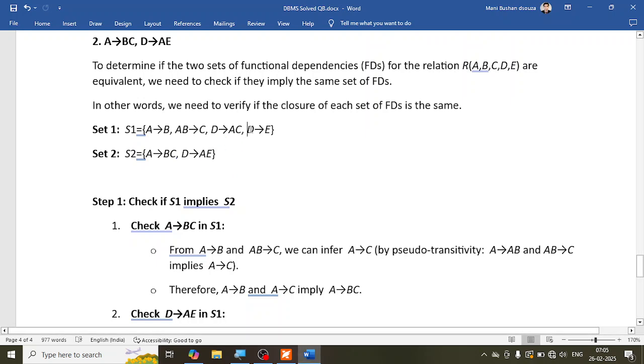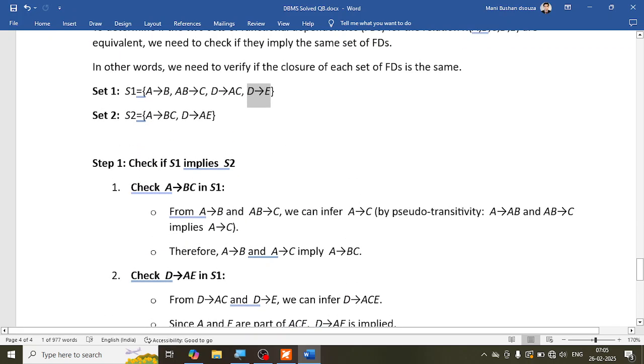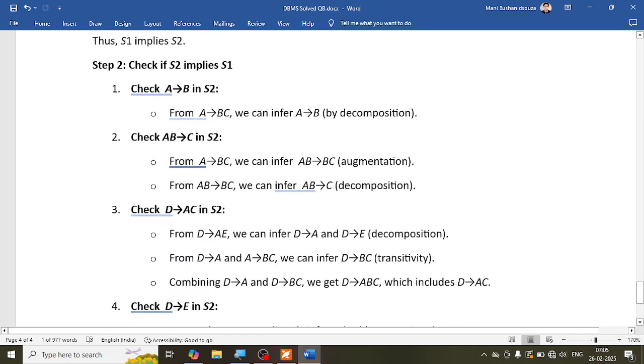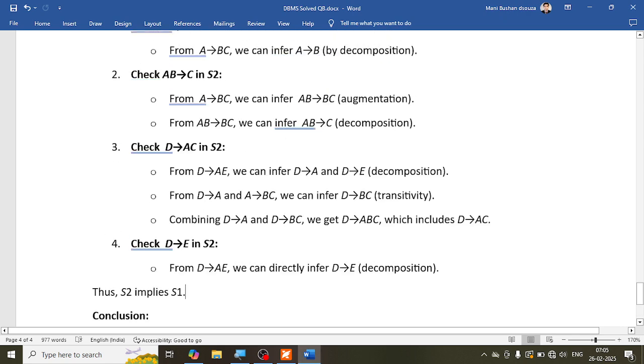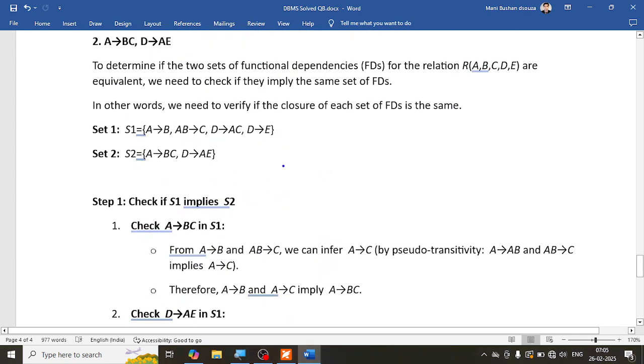Now let's go to the last one, whether D can derive E. This is an obvious one. If you take D can derive AE, using decomposition, D can derive A and D can derive E. Obviously, D can derive E. So we have proved that all these relationships can be obtained using this set.